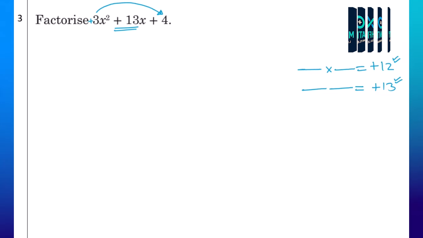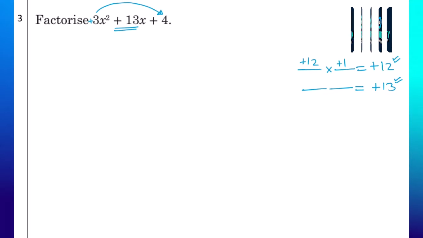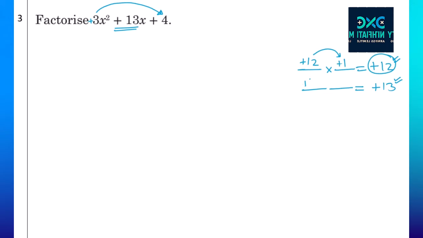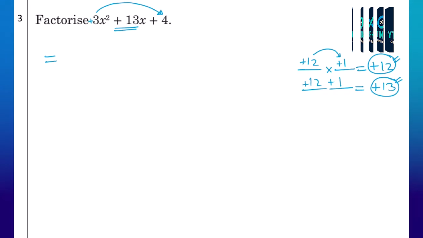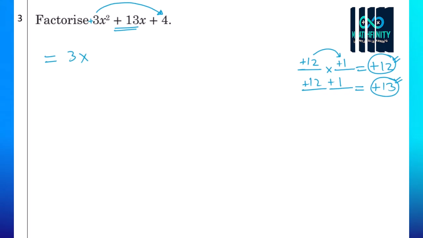Yes. So we can write here positive 12 times positive 1. When you multiply these two numbers, the result will be positive 12, and positive 12 plus positive 1 will give you positive 13. So what are the four terms now? 3x squared, as I told you, you have to write as it is. This is middle term breaking. This is called the middle term breaking method.